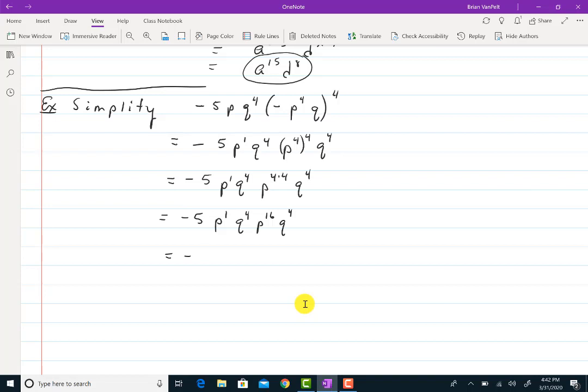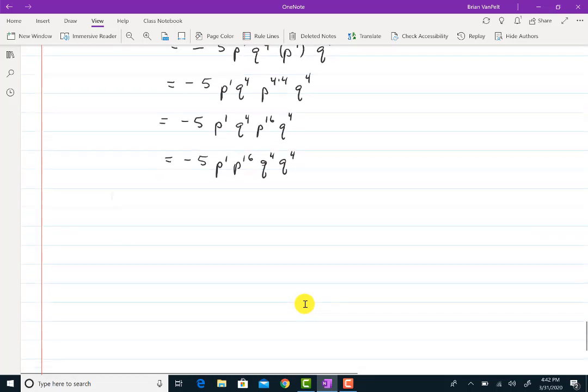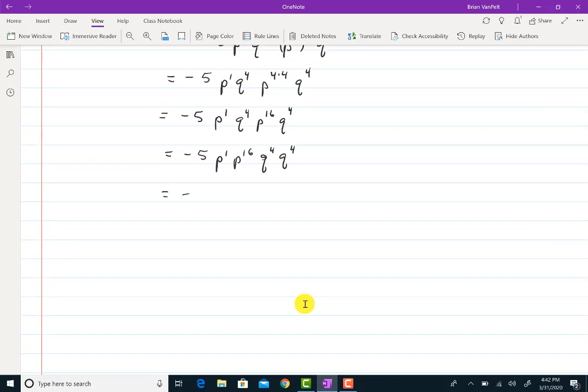Now I'm simply going to move stuff around. So I put the p's together and put the q's together. So I can use the basic power rule, where you have the same base to two different exponents like so. So I'll add the 1 and the 16. And then the q, I'll add the 4 and the 4. So it looks like negative 5p to the 17 q to the 8th.